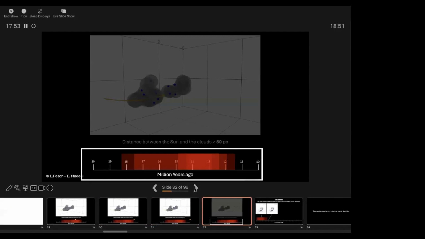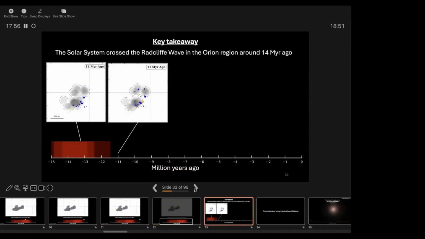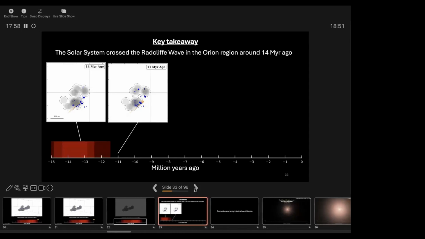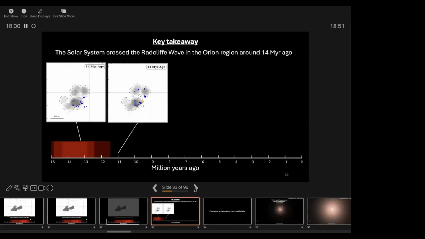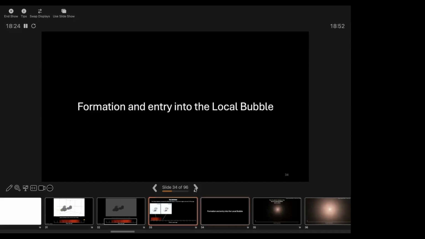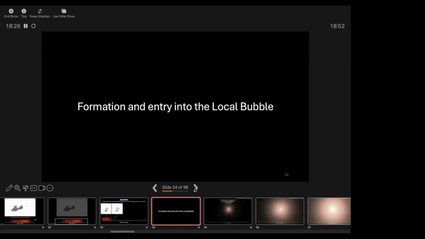So what is the takeaway of this first path of the sun? It is that the solar system crossed the Radcliffe Wave in the Orion region around 14 million years ago, and around 11 million years ago, it exited the Radcliffe Wave. So it exited this region. Now we know that the sun is sitting at the center of the local bubble, right? I showed you before where the sun is sitting now. But the question then is, when did the local bubble form and when did the sun enter the local bubble?